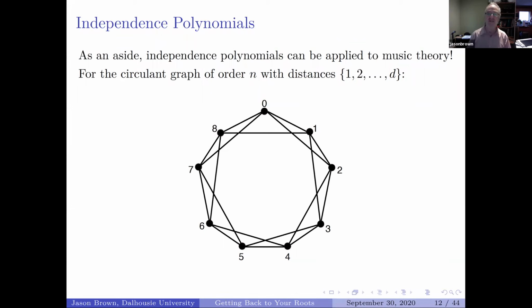For a circulant graph of order n with distances 1 through d. So what is a circulant graph? You take the integers mod n and you join two points if their difference mod n is in the set 1 through d. So here's an example where we take the circulant graph of order 9. The vertices are the integers in Z9. And the distances here are 1 and 2, so d is equal to 2. You get a very symmetric graph. In fact, it's vertex transitive, and it's regular. It has lots and lots of nice properties.